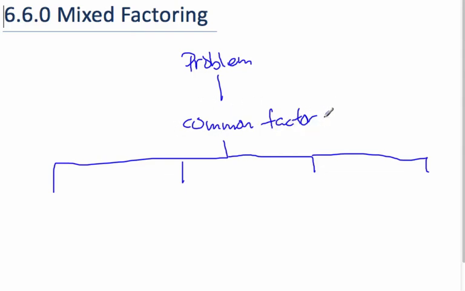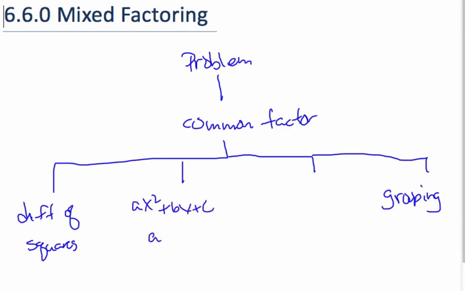Once you have a common factor, it is possible that you are done, but it's also possible there might be more factoring to do. There are 4 different types of factoring it might be. The first situation might be a difference of squares. The next one could be grouping. The other ones could be ax squared plus bx plus c when a equals 1, or when a doesn't equal 1. The tough ones.